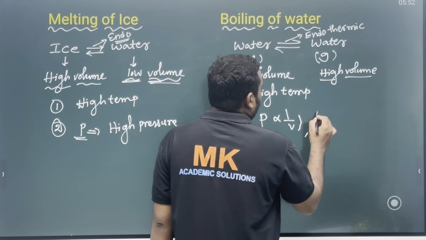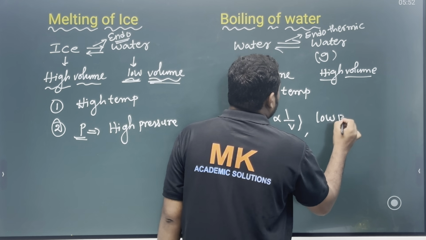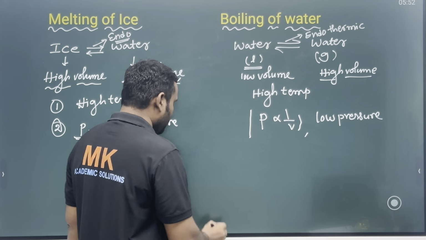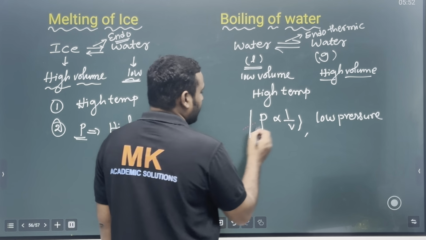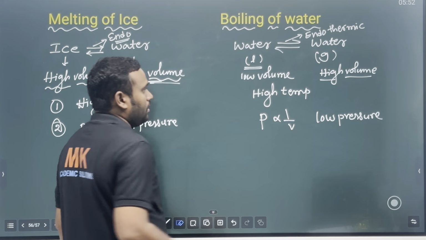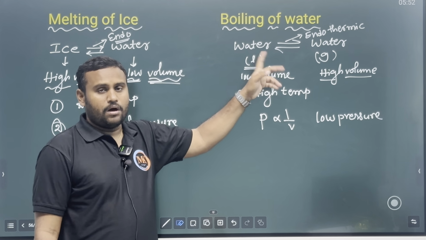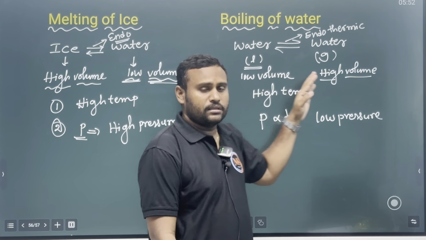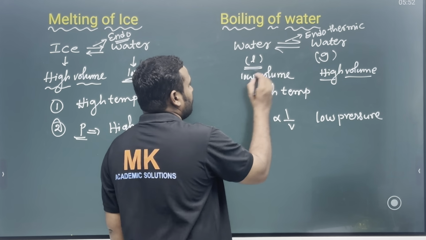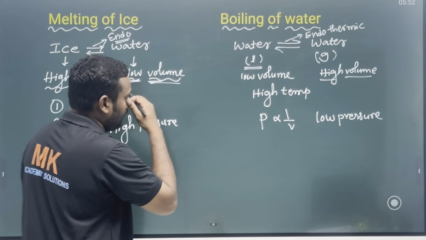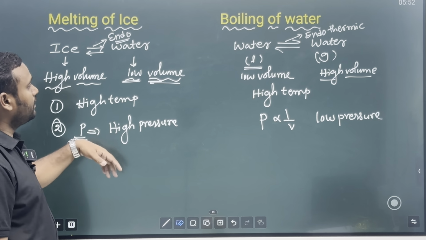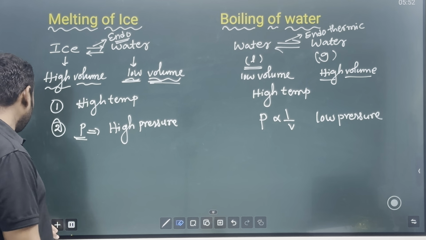So here low pressure condition is favorable. Low pressure condition is what? Favorable for the formation of water in the gaseous state, means for the forward reaction. So these are the applications of Le Chatelier principle in case of melting of ice and boiling of water.